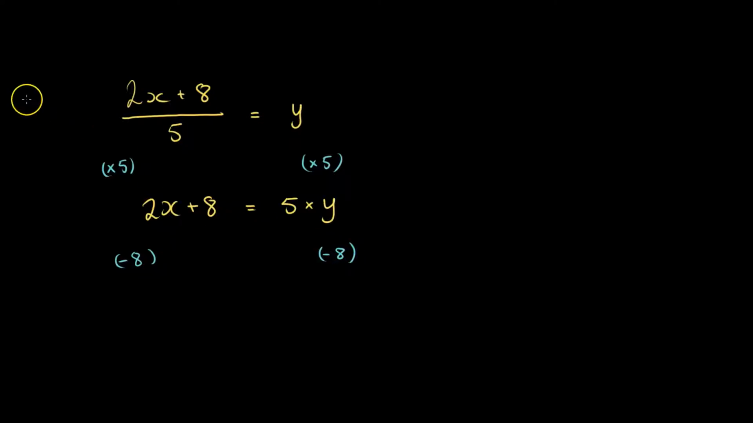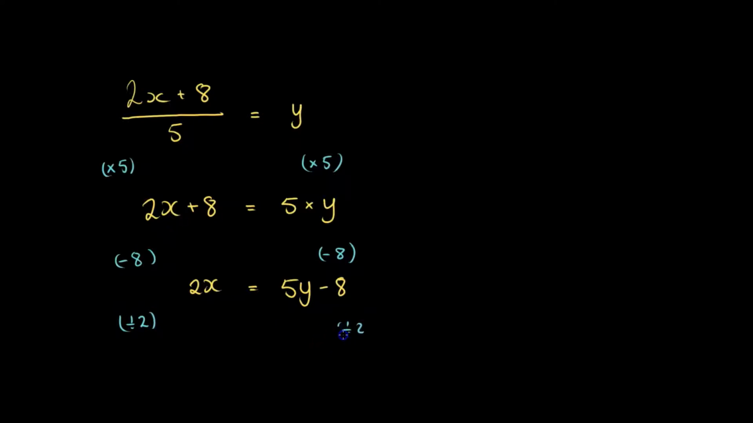Remembering we're doing the same thing to both sides in order to keep both sides the same, to keep both sides equal. So now I'll have 2x equals 5y. This means 5 times y. Hopefully you know that. So let's take away the 8. Okay, we're nearly there now. So I've got 2 times by x. So the opposite of timesing by 2 is dividing by 2.